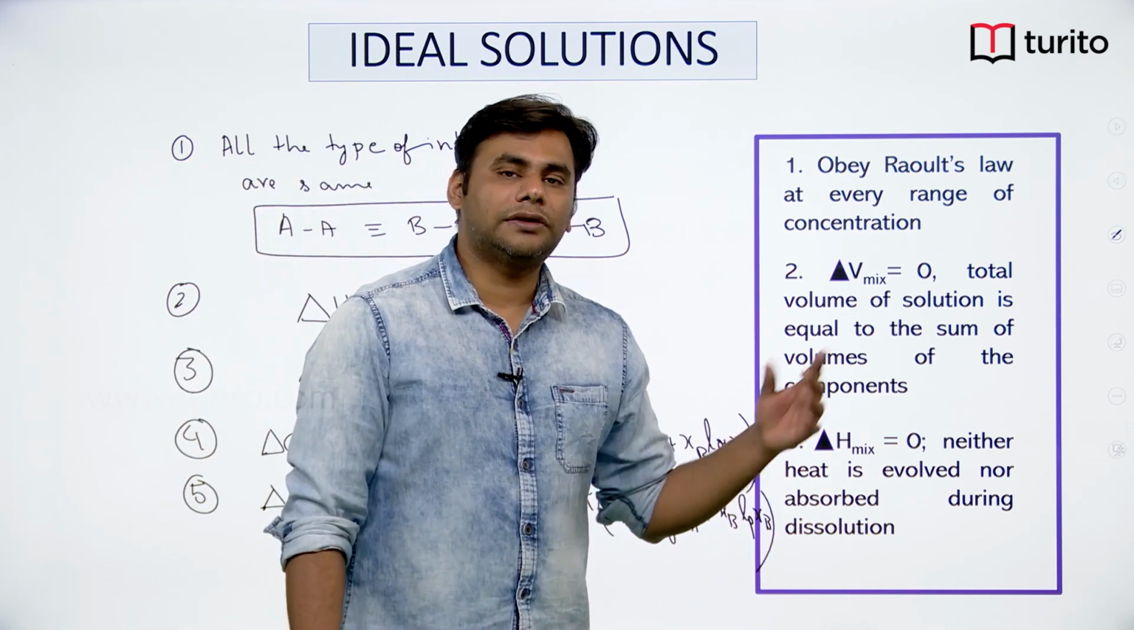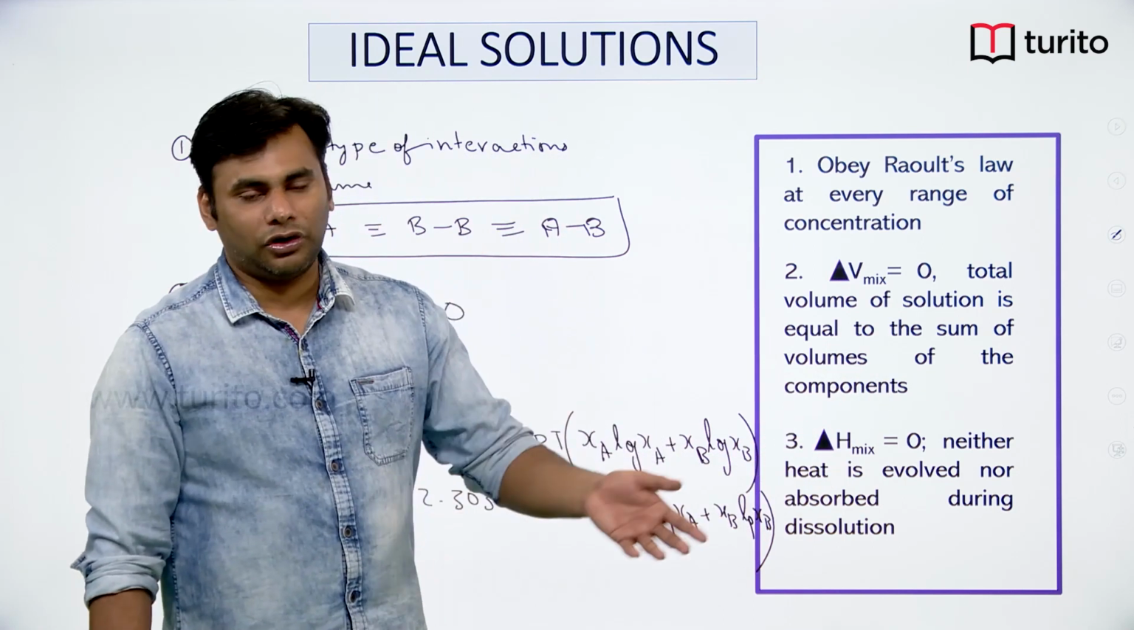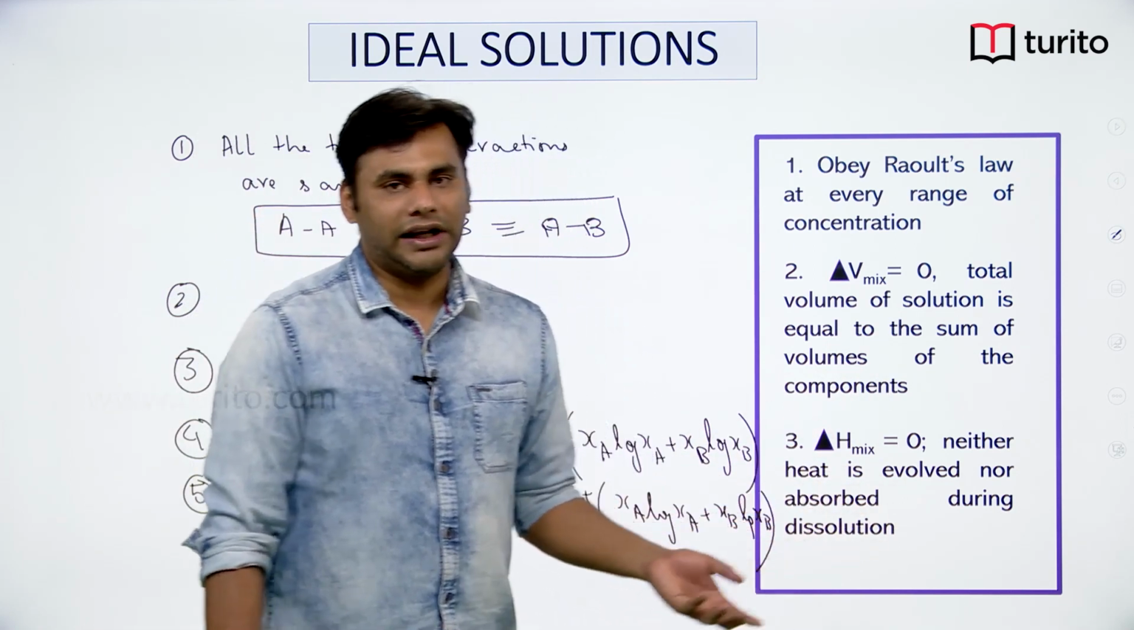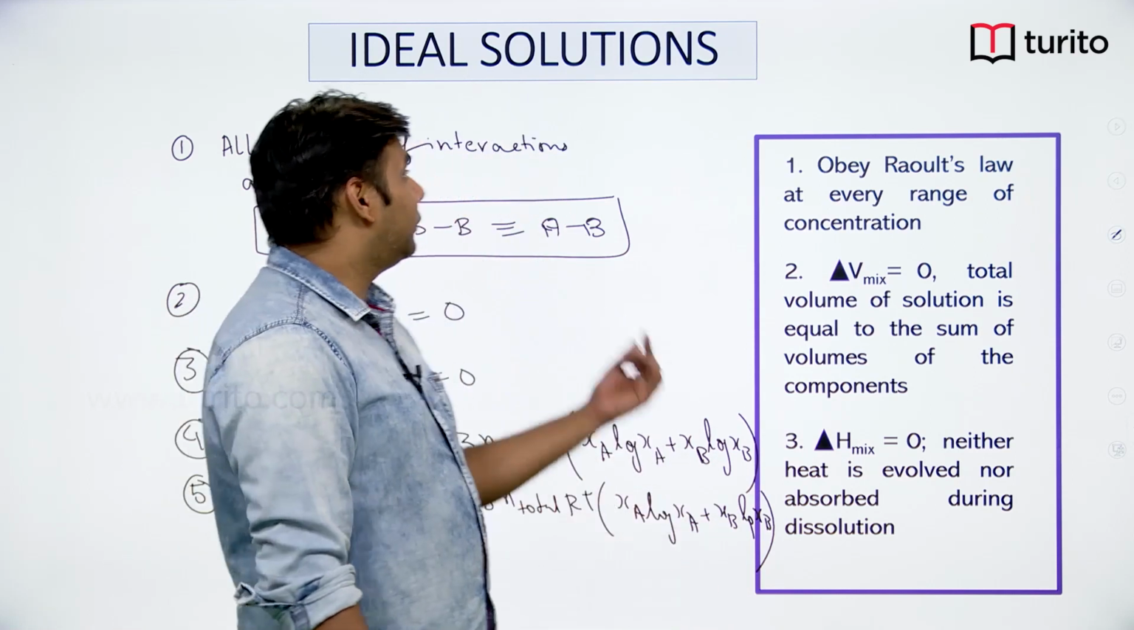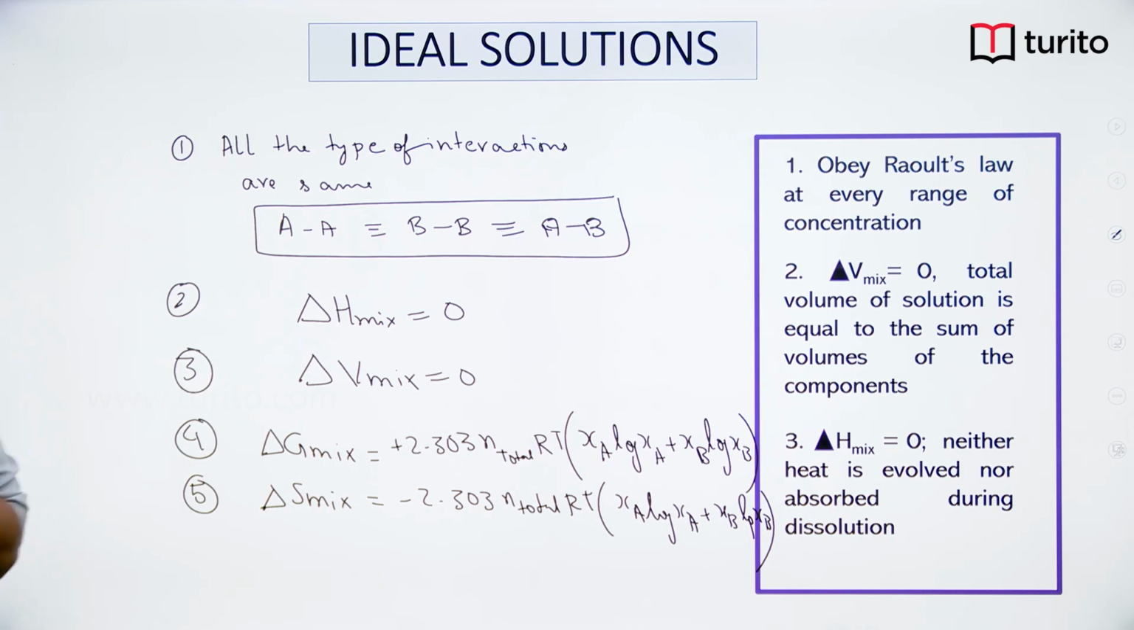So in all the questions which we are doing in the mole concept or ionic or chemical equilibrium thermodynamics, we assume that those solutions are ideal. Okay, so this is the basic ideal solution, you can write it down. So ideal solutions are those solutions which obey Raoult's law at all concentrations.